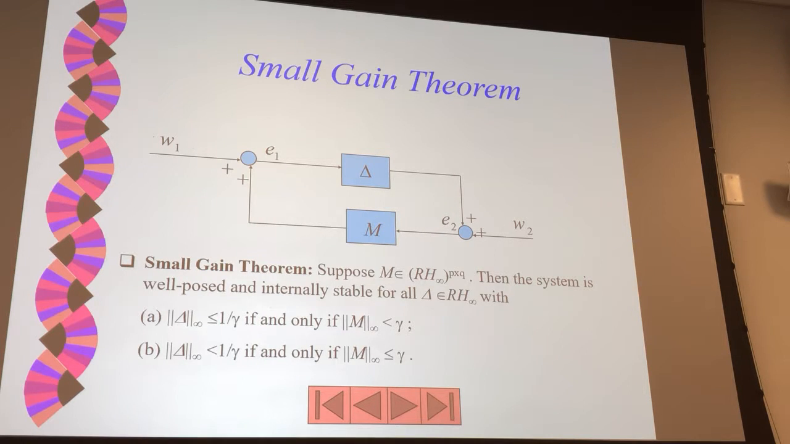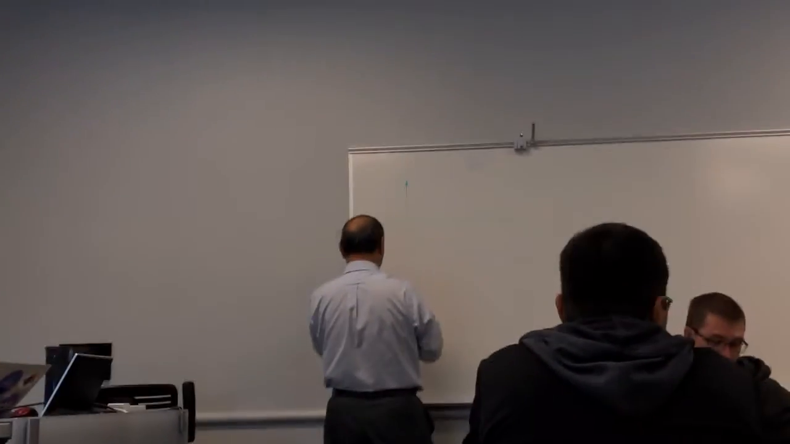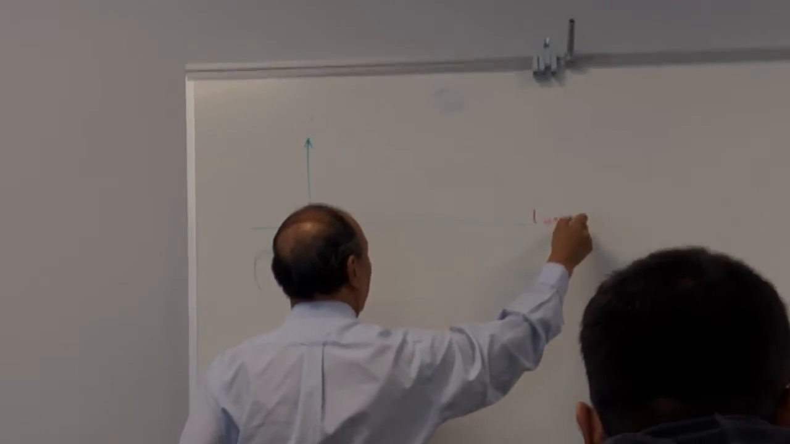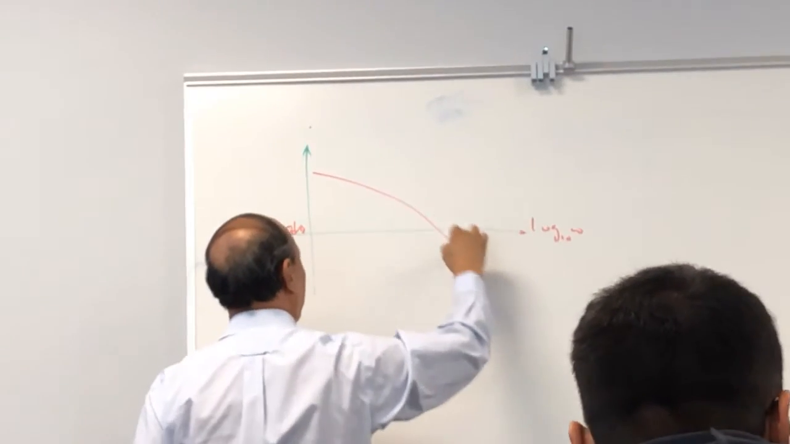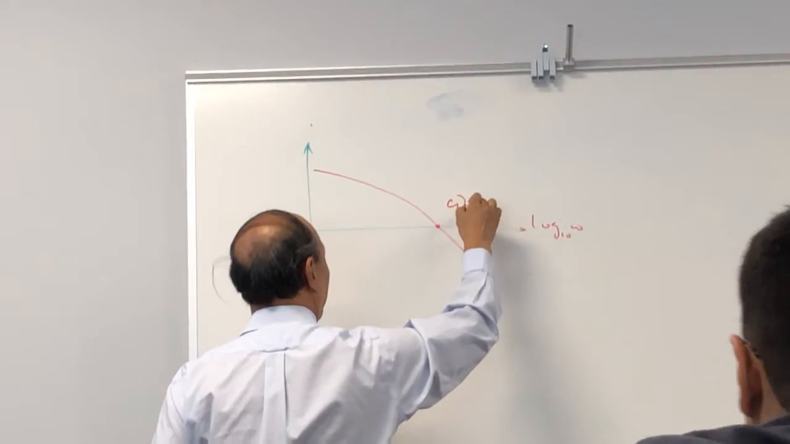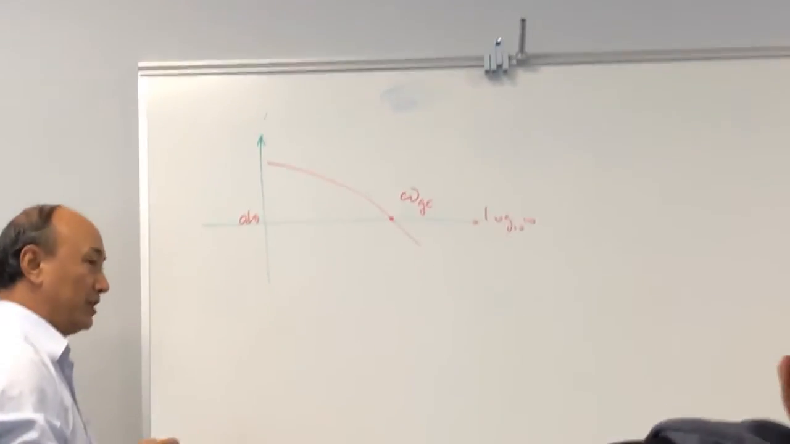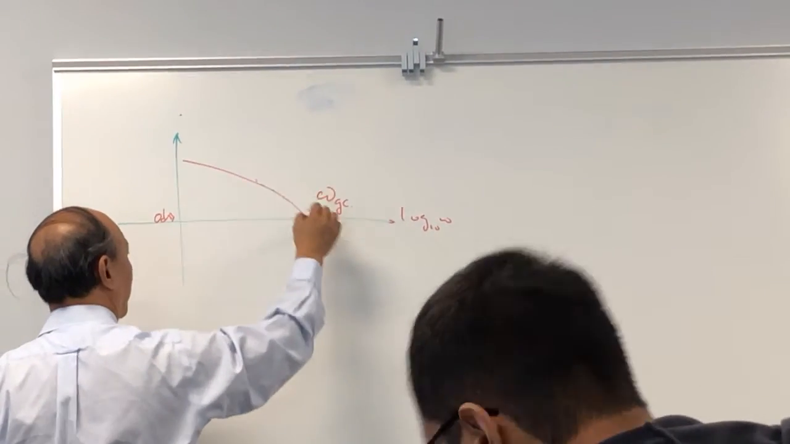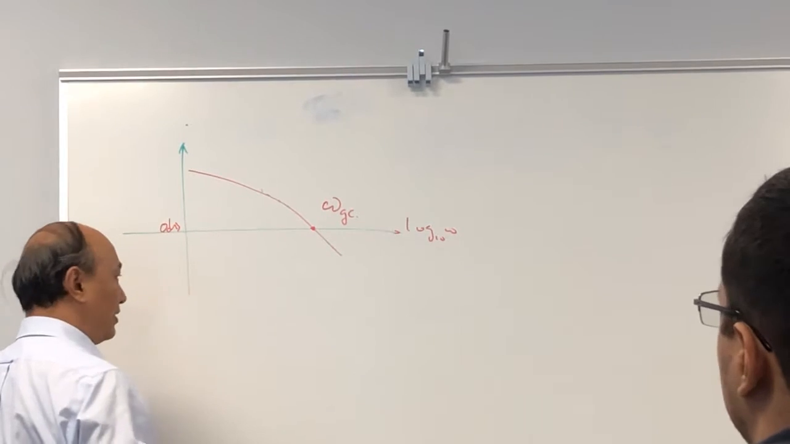I'm not sure whether I'm confusing you or not. So let's take a look at a figure before we move on. A typical system has gain. So this is 0 dB. This is log 10 omega. So it's something like this. This is called omega gain crossover. Okay. Anything above is amplification, and this is attenuation, right?